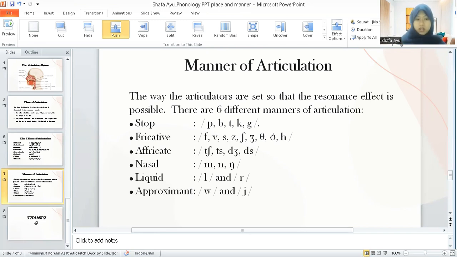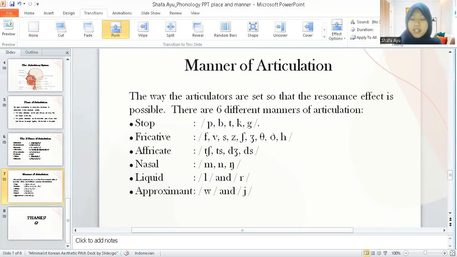The fricative consonant sounds are f, v, s, z, and so on. And an affricate starts with the symbol of a stop sound and ends with a fricative sound. In this case, the release of the air is done progressively, producing friction, and the affricate consonant sounds are like this.